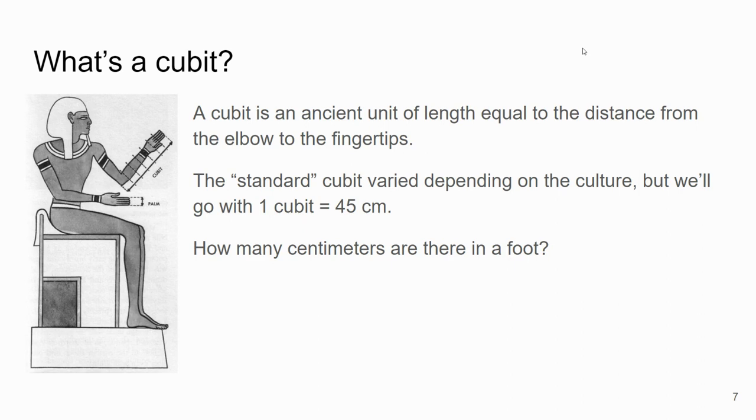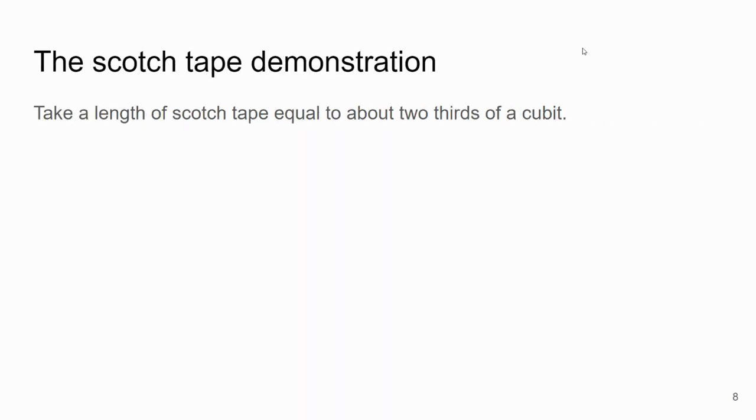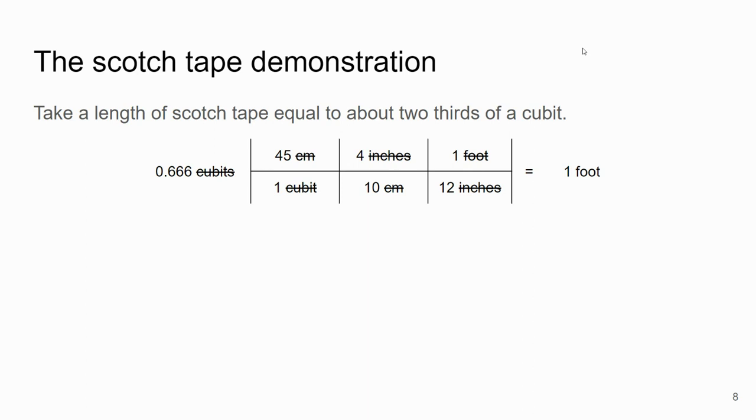How many centimeters are there in a foot? Well, a quick rule of thumb, a nice thing to remember if you need to switch from metric to imperial or vice versa, is that 10 centimeters is pretty close to 4 inches. It's not an exact conversion, but it's pretty close. So that means 12 inches is about 30 centimeters. So then we do the whole thing with the scotch tape. When I say 2/3 of a cubit, I really mean about 1 foot of scotch tape.